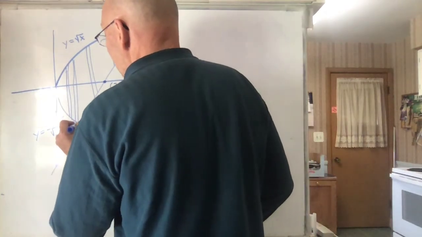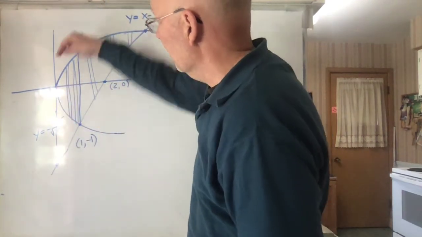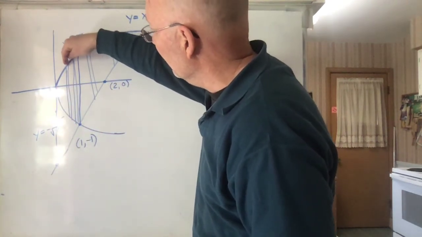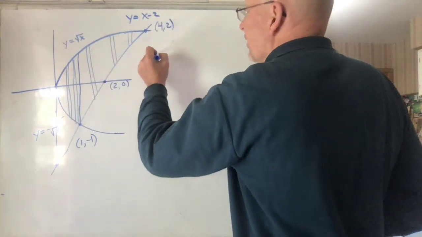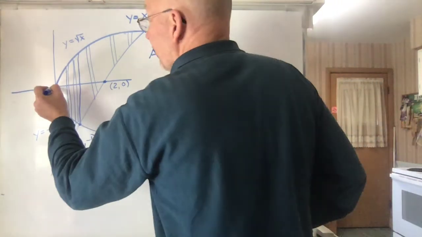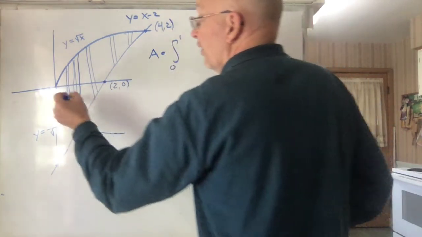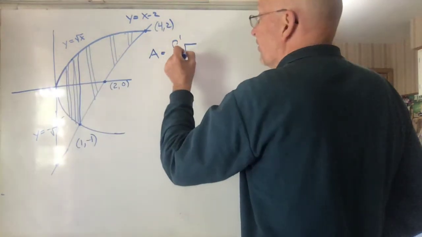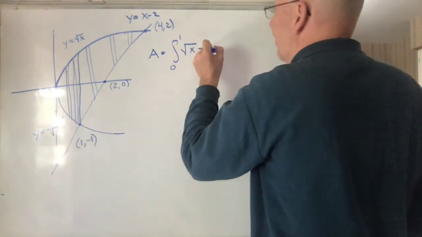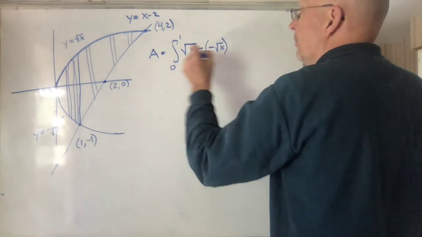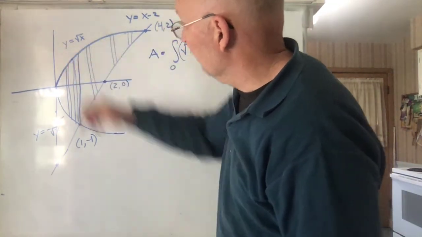From here to here, we're adding up rectangles such that the larger value is this one and the smaller value is this one. So the area is going to be from 0 to 1, x starting at 0 and going to 1. The larger value is the square root of x, and then we're subtracting the smaller value, which is negative square root of x. And we're adding all those things up.